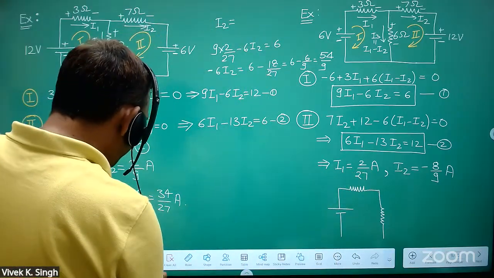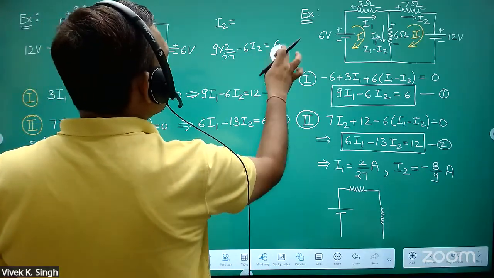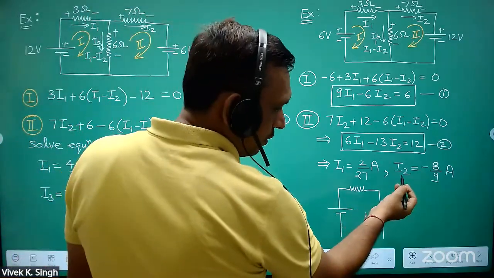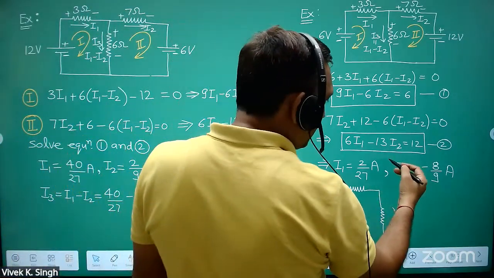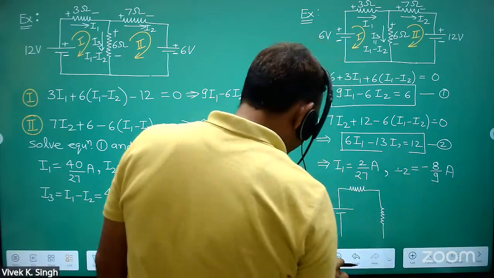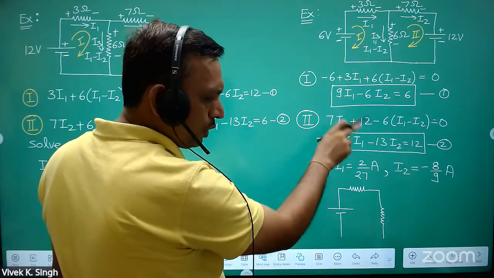So now let's check the value, because I have calculated it. Minus 8 by 9, sir. Is it correct? Right, sir. This is correct. So please check. You are getting, if I1 is 2 by 27, I2 is minus 8 by 9. Okay, sir. Just solve these two equations.